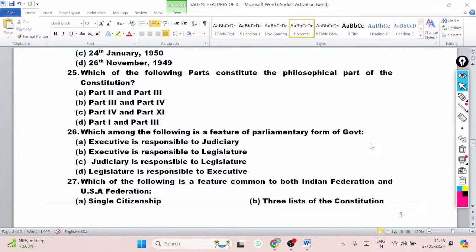Justice, equality, and liberty are mostly ensured by Part 3 and Part 4. Part 3 contributes political justice, political equality, political freedom, and also grants rights related to social justice. And the DPSP is about socio-economic democracy. So, Part 3 and Part 4.